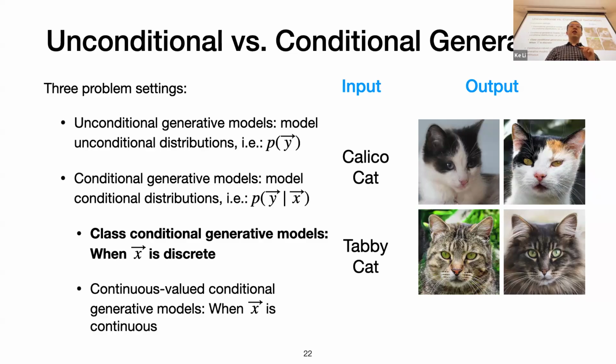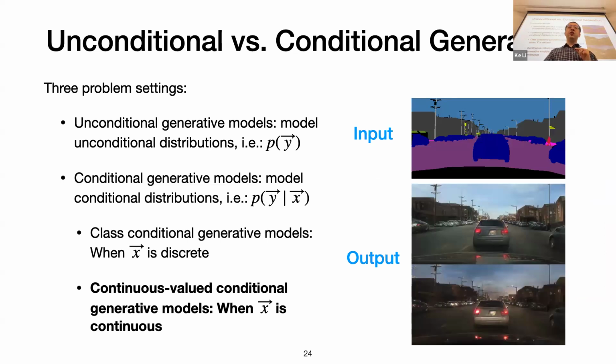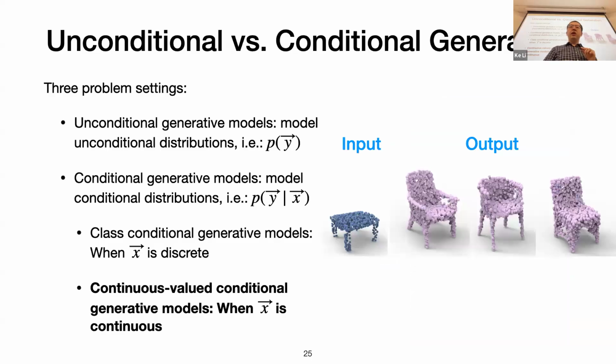It could be a class label, so maybe it's a calico cat or a tabby cat, or it could be, let's say, a textual description. These are all examples of discrete labels. And then you have a slightly different setting where the labels are continuous. You can have, for example, a scene segmentation, or a part of a 3D object. In both of these cases, all the data is continuous, so you don't really expect to see the same thing more than once. Every data point would have a different value for x.